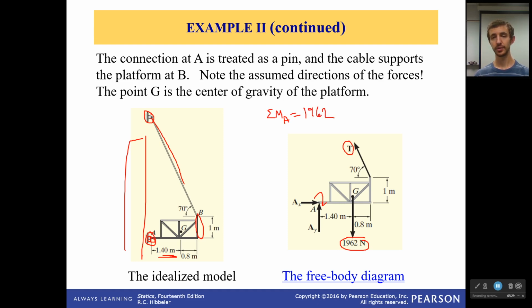1,962, and that'll be times 1.4, so that's how far away it is. And then I'm going to subtract from that T, but I only want the vertical component of T because it's a horizontal distance. And that would be, let's see, cosine of 20, just because I want to use cosine. That'll be times 2.2.